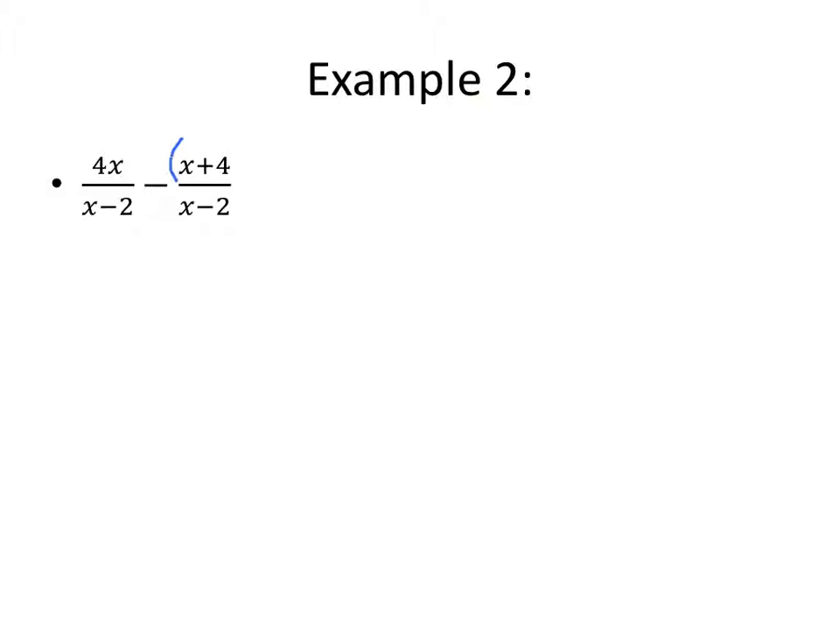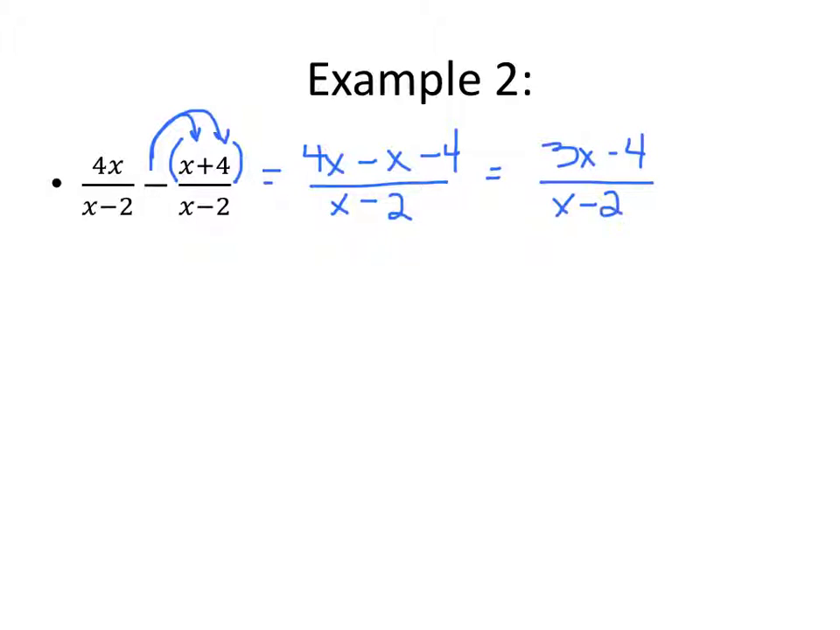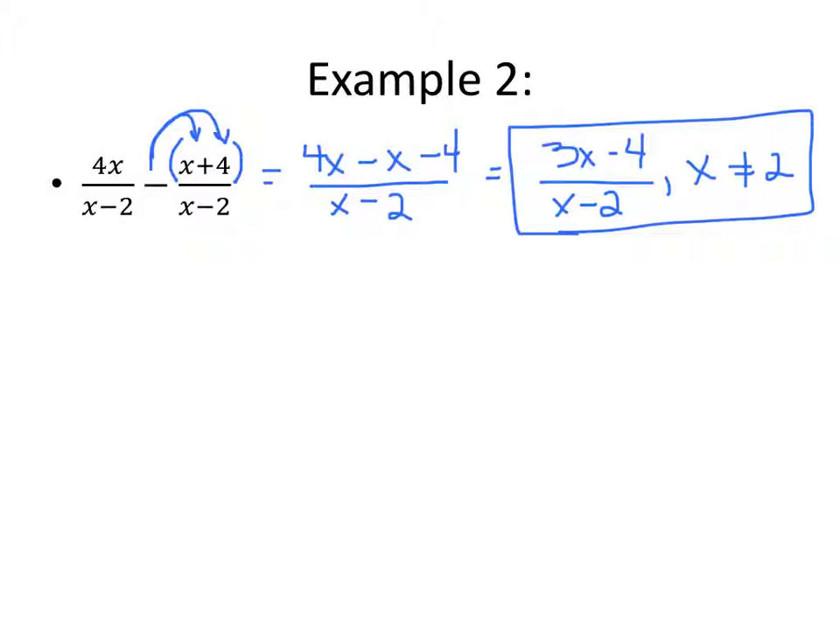First thing we're going to do is we're going to put this in parentheses and we're going to distribute this negative. Right? The denominator is going to be x minus 2 because the first fraction and the second fraction, their denominators match. All three fractions have the same denominator. So we have 4x minus x minus 4. Does that make sense? Equals 3x minus 4 over x minus 2. So what restriction do we have on x? Does that make sense?